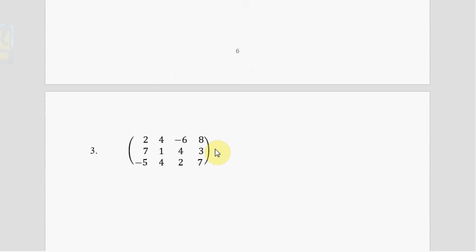How would you get a leading 1 where that 2 is? I think the instruction said without leaving fractions, right? Yes, sir. Divide row 1 by 2. Or we would say multiply row 1 by 1/2. Same thing. Okay? Very good.